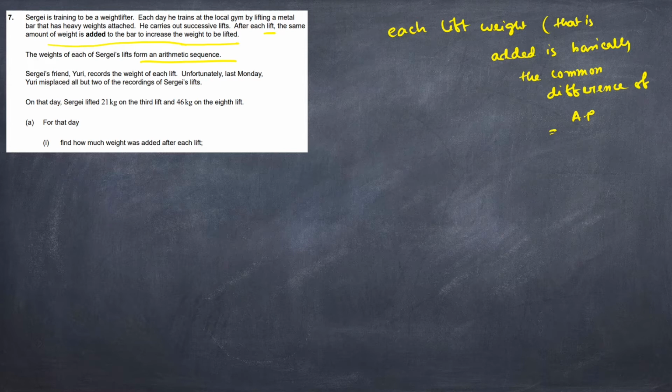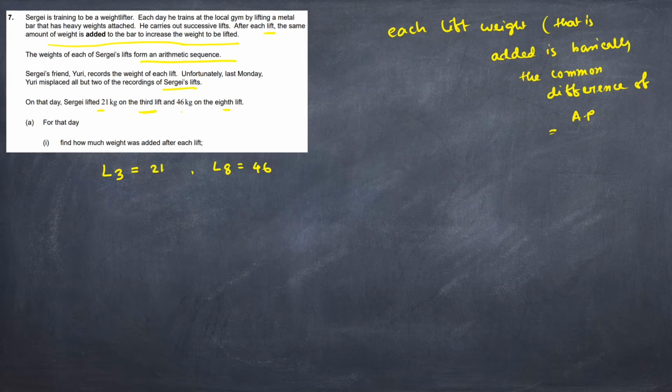Now his friend records the weight of each lift. Unfortunately, last Monday he misplaced all but two of the recordings of the lifts. For the third lift the weight was 21 kg and for the eighth lift the weight was 46 kg. So we can write L3 was 21 kg and L8 was 46 kg. So these two data we have. And one more thing, all these data are in arithmetic progression, arithmetic sequence.